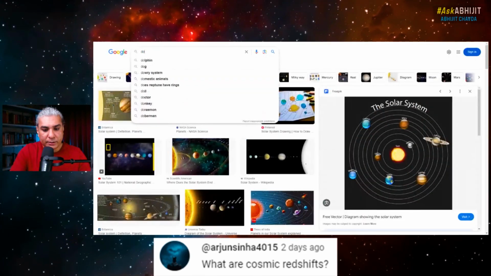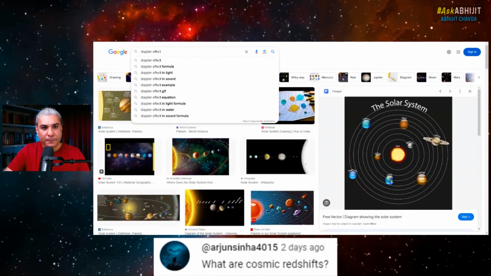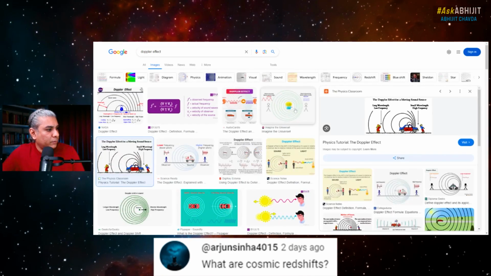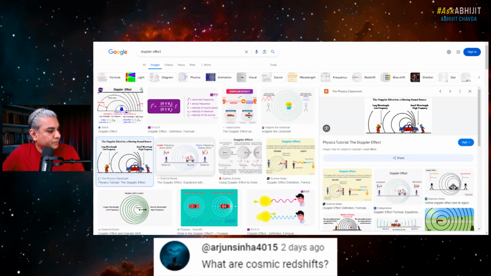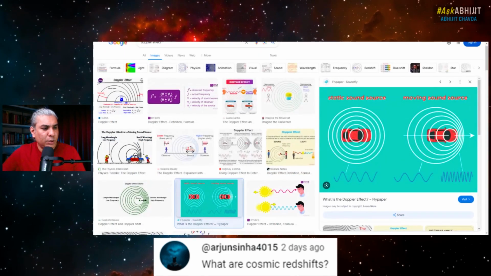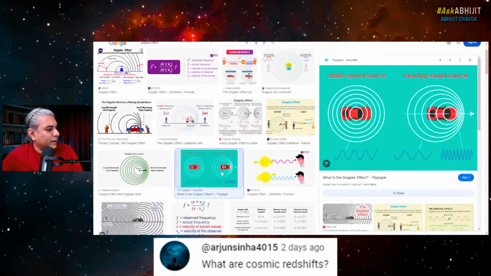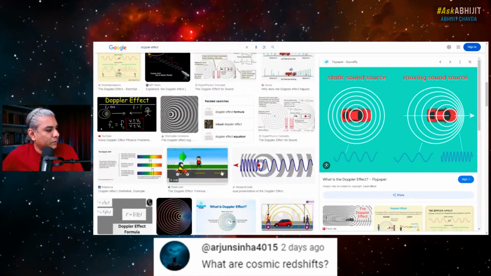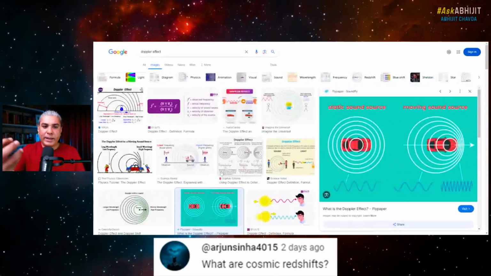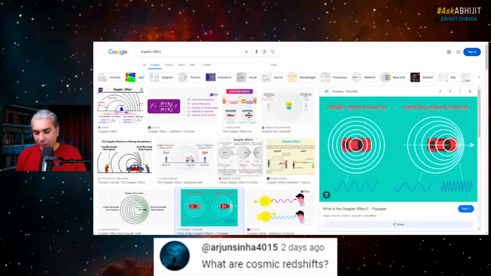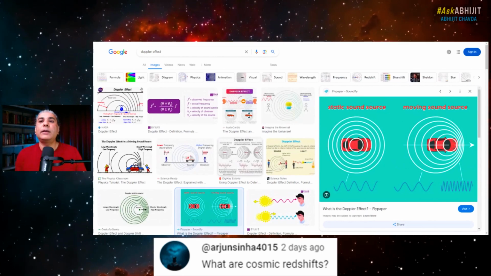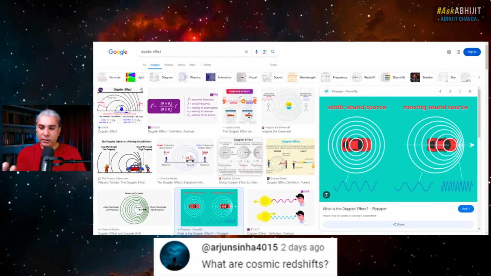So, the Doppler effect. Here we have the Doppler effect with a sound source. Okay, let's say you have a train. We are all familiar with the Doppler effect with a train. So when you have a train coming towards you at a high speed, and the train blares its horn or siren, you're going to hear a very high pitched sound as it's coming towards you.